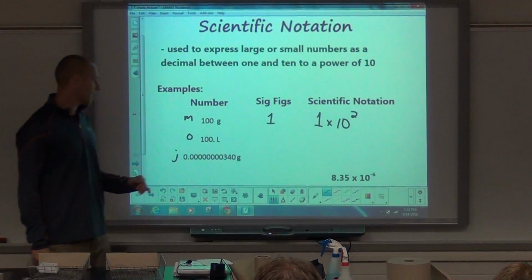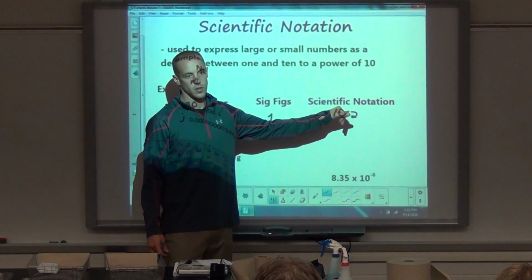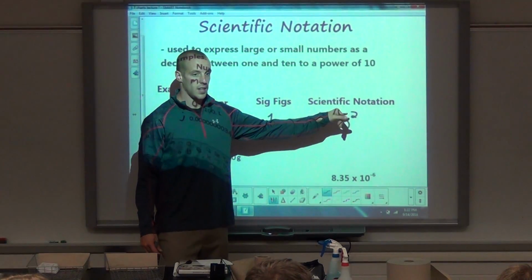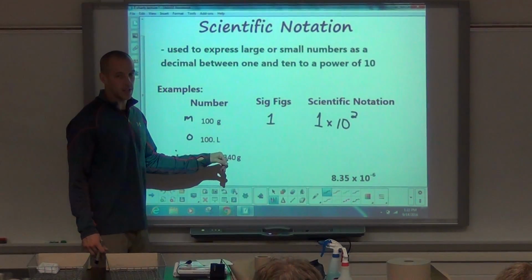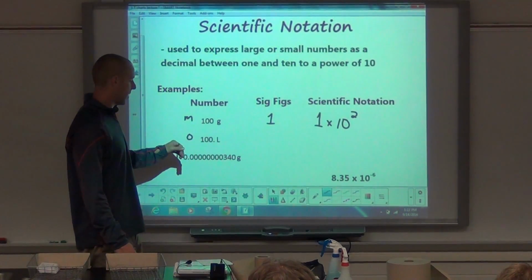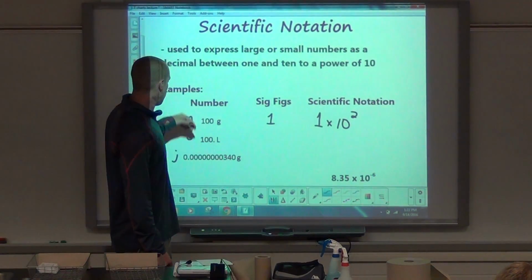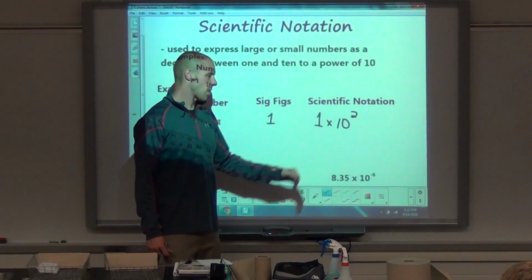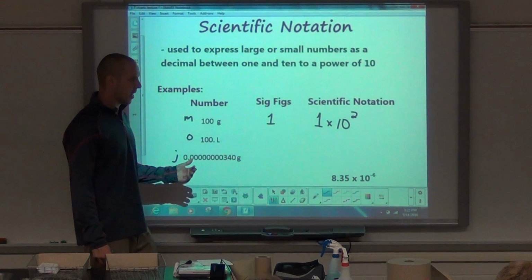If we move our decimal left, the exponent is going to be positive. If we move our decimal to the right, which we'll do down here, our exponent is going to be negative. So that would mean that it's a number that's smaller than 1. Numbers bigger than 1 are going to have positive exponents. Numbers less than 1 are going to have negative exponents. Okay, so let's move on to the second one.